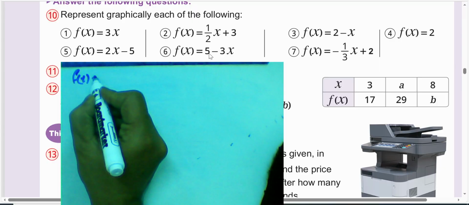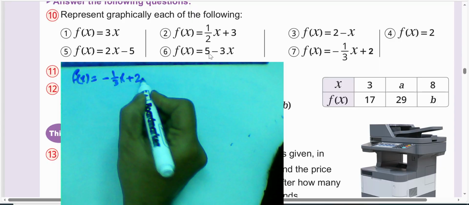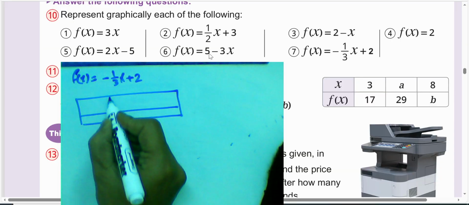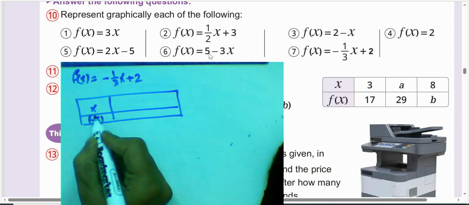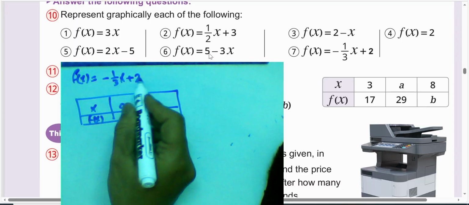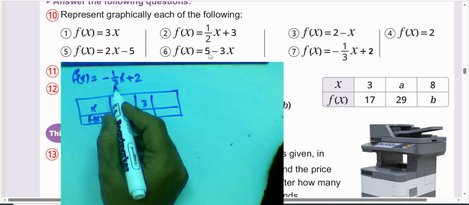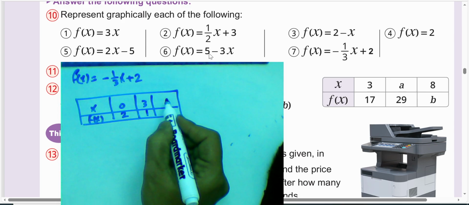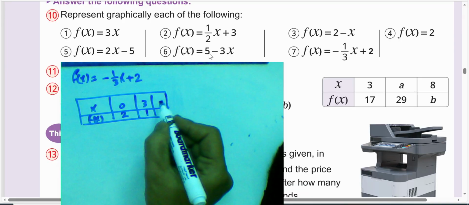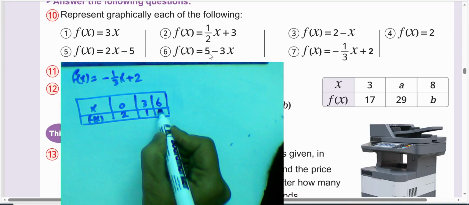F of x equal negative a third x plus 2. We have x and f of x. Put x equals 0. 0 times a third is 0, plus 2 equals 2. Put 3. 3 times a third will be negative 1. Negative 1 plus 2 equals 1. Put 6. 6 divided by 3 equals 2. Negative 2 plus 2 equals 0.